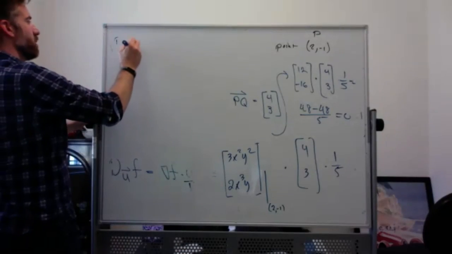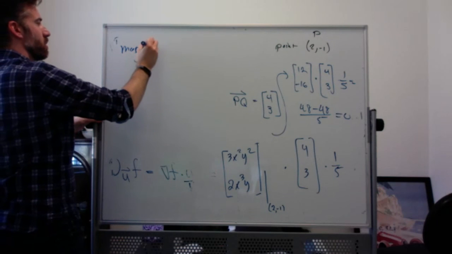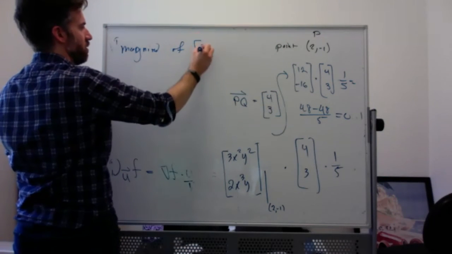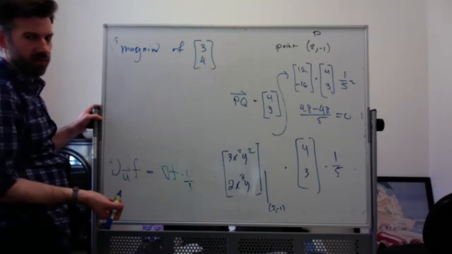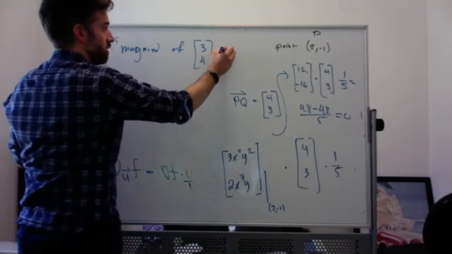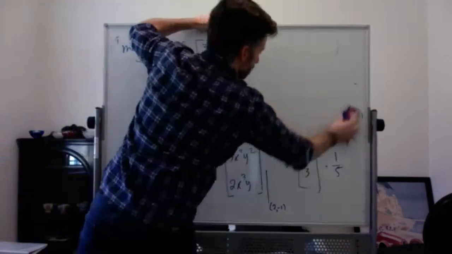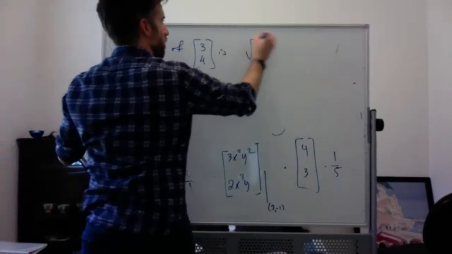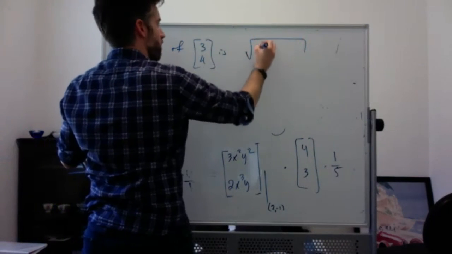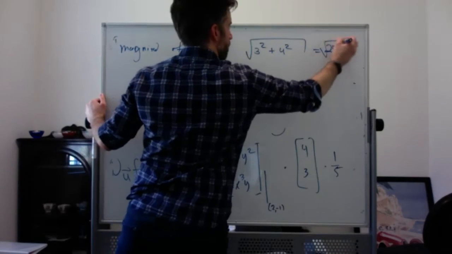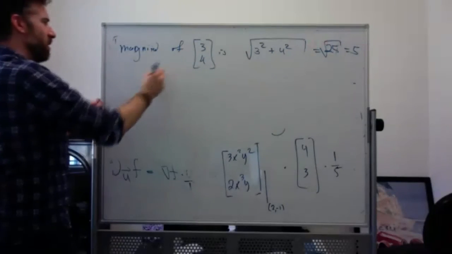What's the magnitude? I know I've asked this like 10 times already. Here's a vector, 3, 4. What's the magnitude of that vector? Well, it's the square root of 3 squared plus 4 squared. 5.